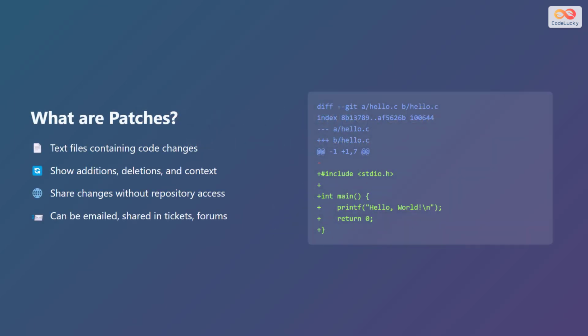So, what exactly are patches? Patches are essentially text files that contain code changes. These files display additions, deletions, and contextual information about the modifications made to the source code. They're particularly useful for sharing changes without requiring direct access to a repository. Patches can easily be shared through email, incorporated into tickets, or discussed in forums, making them versatile for collaborative coding environments. The example patch here shows a change to a hello.c file, adding the standard input-output header file and a main function to print the line hello world to the console.